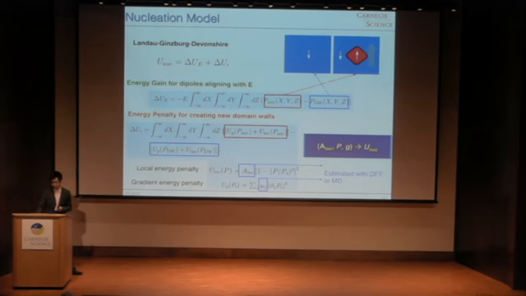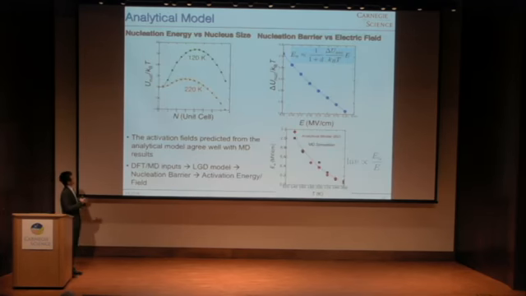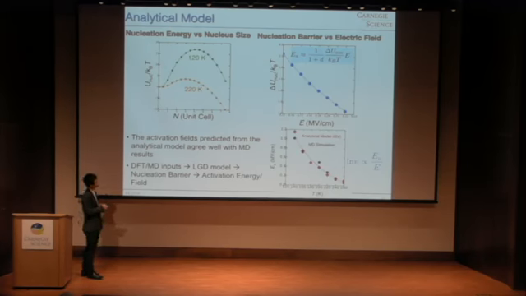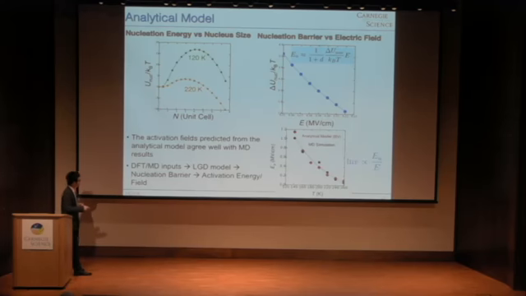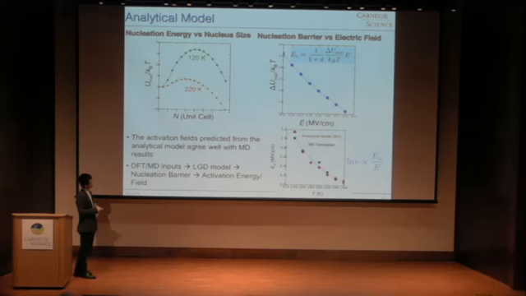So using this Landau-based nucleation model, we can quickly estimate the nucleation barrier using just a few inputs from density functional theory. With this nucleation model at our disposal, it becomes trivial to get the barrier under different temperatures and its relationship with electric field. The slope gives us the activation field. So using this multi-scale scheme, we compare the temperature dependence of activation field from our analytical model and MD simulation, and they agree pretty well.